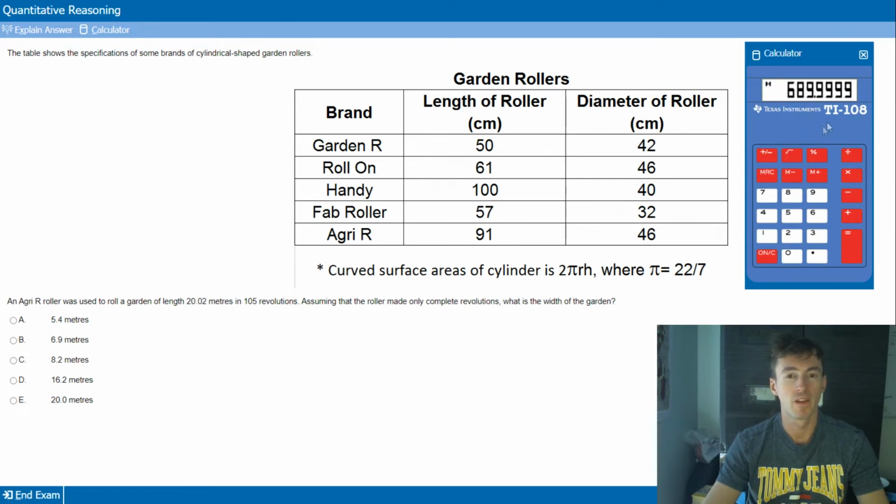689.9999 centimeters. Now, as you can see, the width of the garden here, the answers are in meters, so we need to then convert this back to meters. So if we divide that by 100, we can get it back to meters with 6.899999. Round that up, 6.9. So the answer would be 6.9 meters.